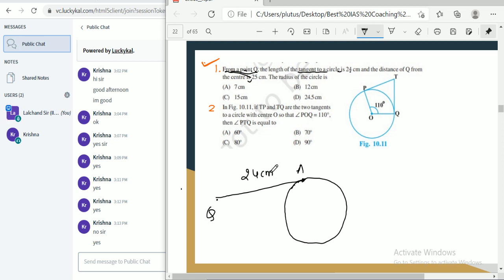And the distance of Q from the center, that means this point is the center. So this distance is given to us. That distance is equal to 25 centimeters. Now we need to find the radius of the circle. So this is the radius of the circle. This is R and this is a right angle, because the angle between the tangent and the radius of a circle is 90 degrees. So now can you tell me what is the value of R by using Pythagoras?